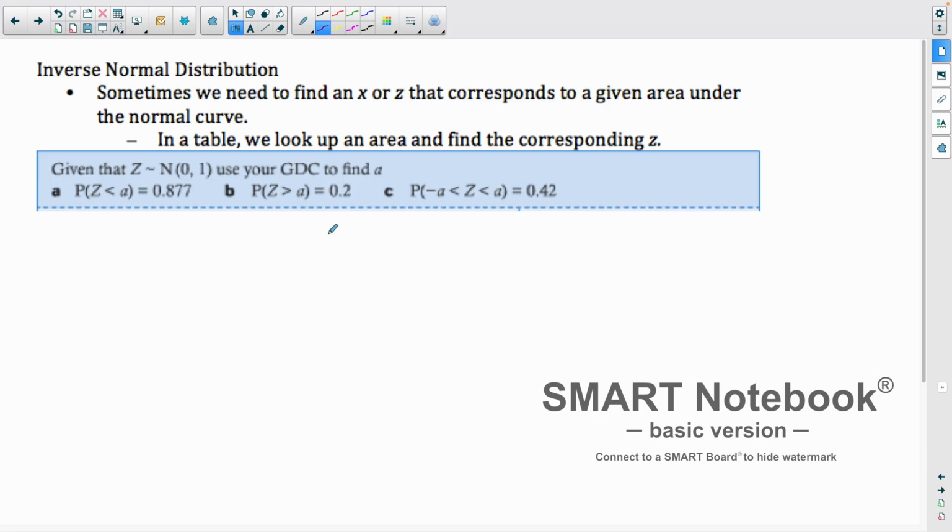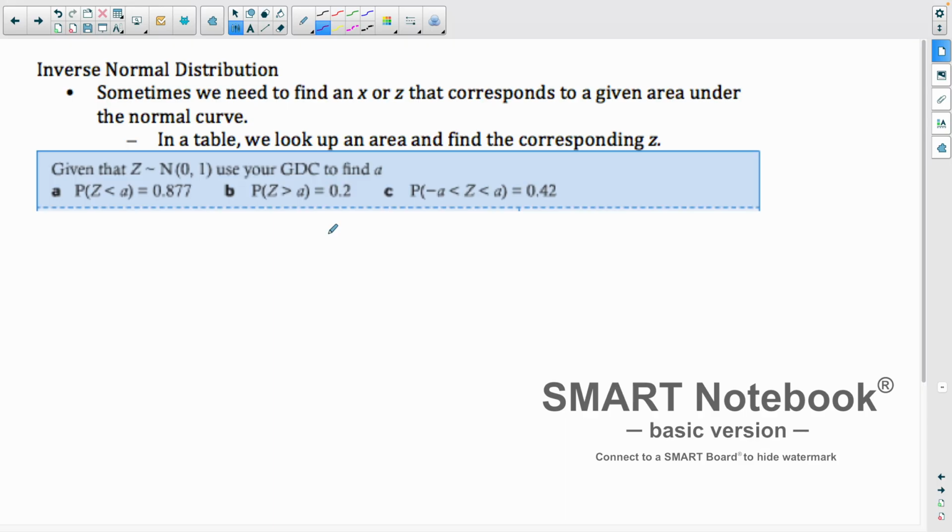All right, so sometimes we need to find either an x or a z that's going to correspond to the area underneath the normal curve. For instance, if I wanted to score like the 90th percentile on the PSAT or whatever, what score am I going to have to make? All right, that's what we're looking at today. So I want to score in this percentile. What do I have to score on that to get that to be an option?